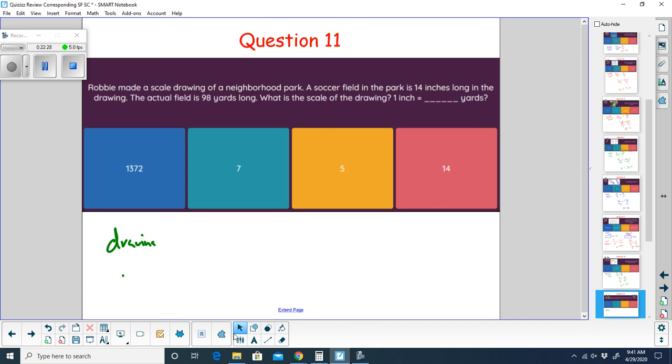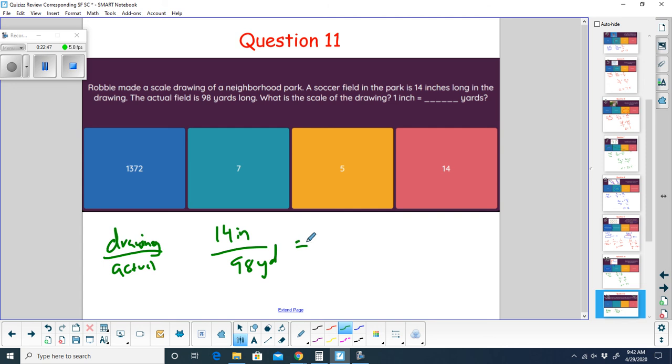I really have the handwriting of a 5-year-old. Drawing to the actual. So we know that 14 inches in the drawing goes with 98 yards in the actual world. And it says, what is the scale of the drawing? So if it's 1 inch in the drawing, we want to know how many yards, I'll use x, in the actual world, right? That's our scale. 14 inches goes with 98 yards. 1 inch would go with how many yards?